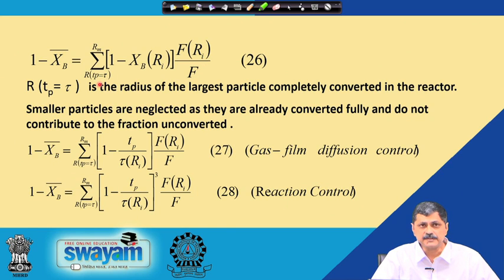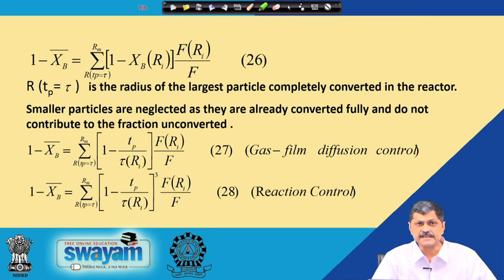Now, interestingly, we can see that the lower limit has been changed from 0 to R at T p is equal to tau. Why so? Because R at T p is equal to tau is the radius of the largest particle that will be completely converted in the reactor. The particles which have got smaller radius will be fully reacted in the reactor and will have no contribution to the mean unconverted B. So, naturally the lower limit has been changed.